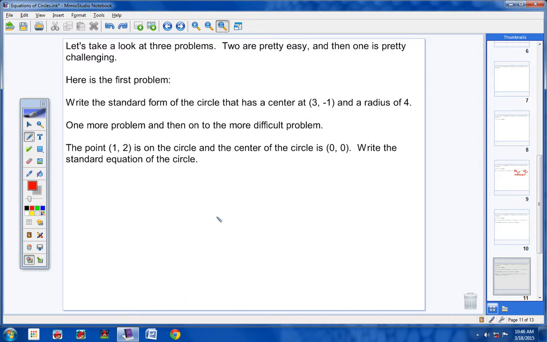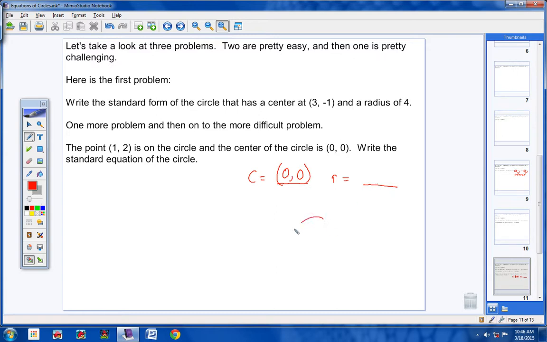Alright, and here we go. Now, I just told you about 60 seconds ago, from now on, when I ask you to write the equation of a circle, you need what two things? The center and the radius. Well, they gave us the center, 0, 0, so we're good there. But the radius we don't have.